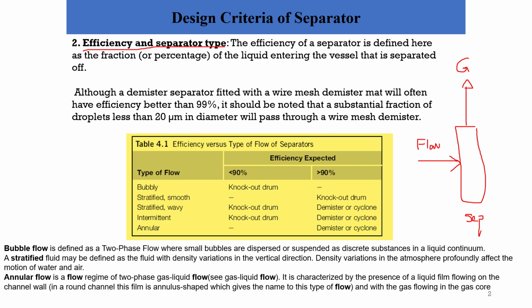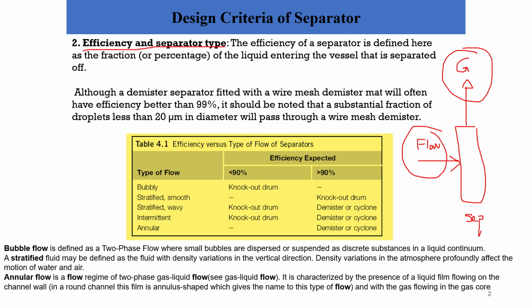So this is what we call the efficiency of the separator, which is defined as the fraction or the percentage of the liquid entering the vessel that will be separated. This means it's a ratio between how much liquid you are getting here to how much liquid is originally here, which is going to be a very little quantity, and this gives you an idea about the separation factor.